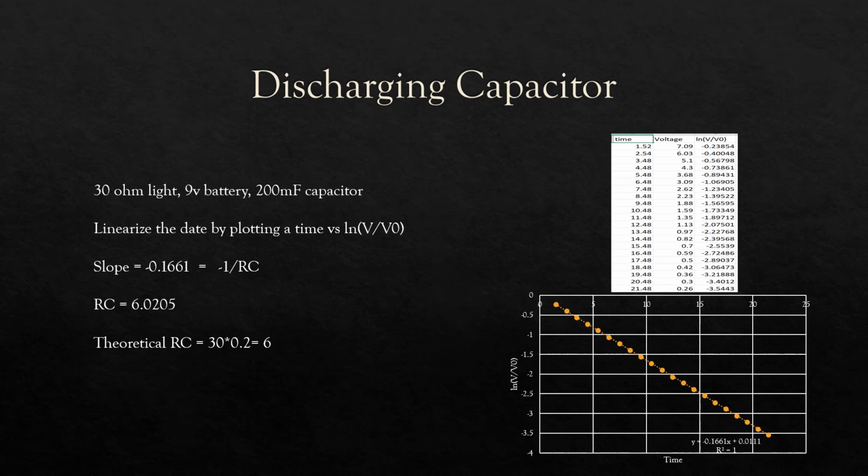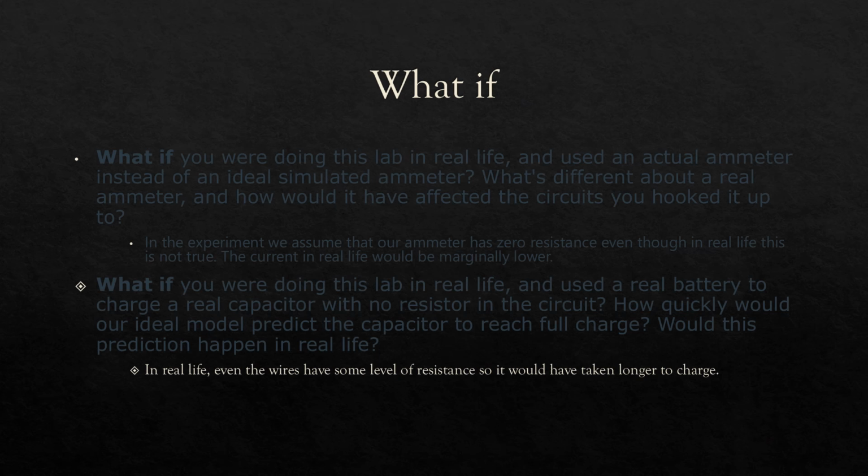We were able to linearize our data by plotting time versus the natural log of the voltage at that time over the initial voltage, and we found that the slope of the trend line on our graph was negative 0.1661, which, as we know, is equal to negative 1 over our RC value. So I calculated the RC value to be 6.0205, which is pretty close to the theoretical RC value of 6.